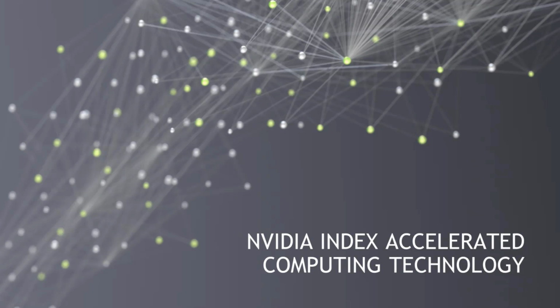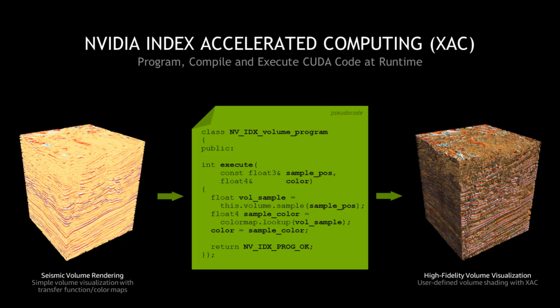One of the most interesting features that NVIDIA Index has to offer is its Index Accelerated Computing Technology, or XAC. It allows for runtime customization of the volume rendering through a XAC Shader program, which is based on CUDA code. The XAC Shader runs on the GPU against every data voxel to compute the output color for that voxel.